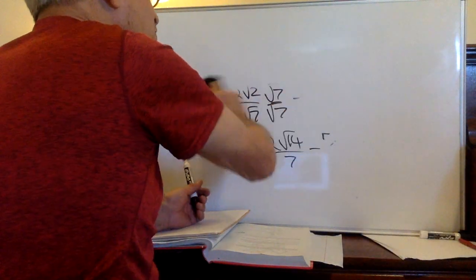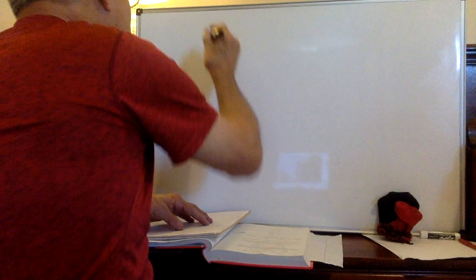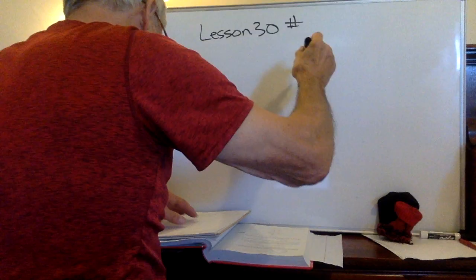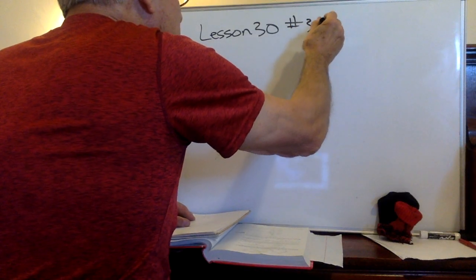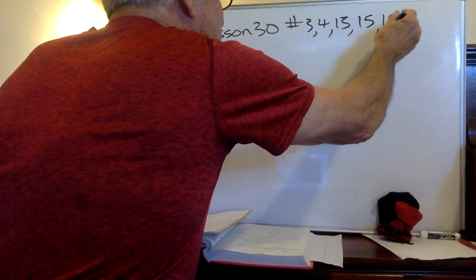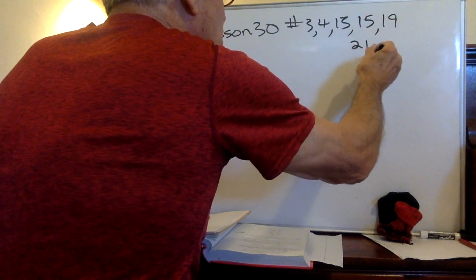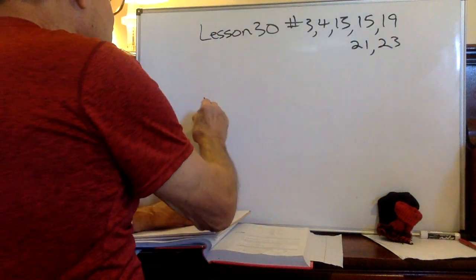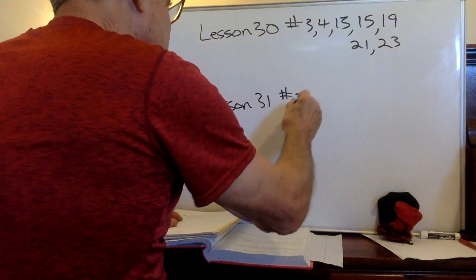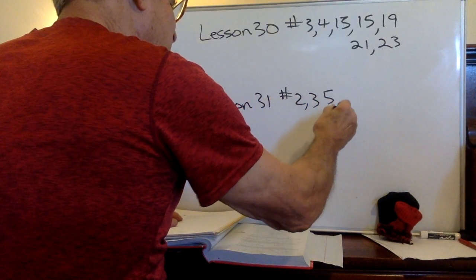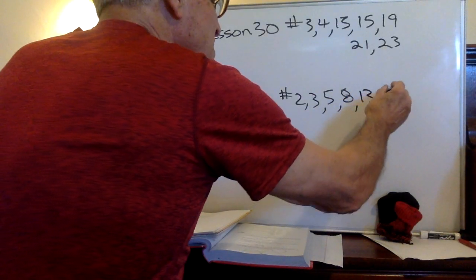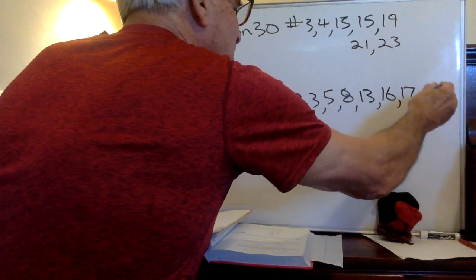I'm going to give you an assignment for this Friday. Please, from lesson 30, do the following numbers: 3, 4, 13, 15, 19, 21, and 23. From lesson 31, please do numbers 2, 3, 5, 8, 13, 16, 17, and 18.